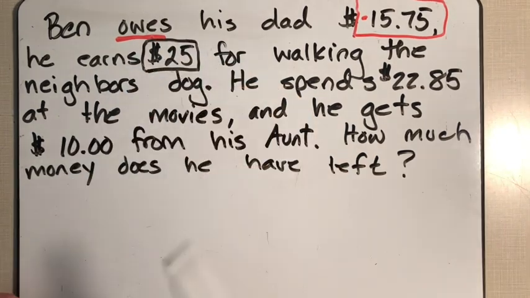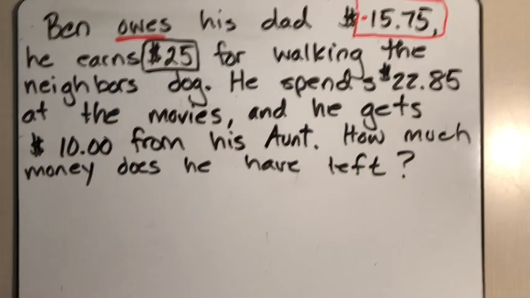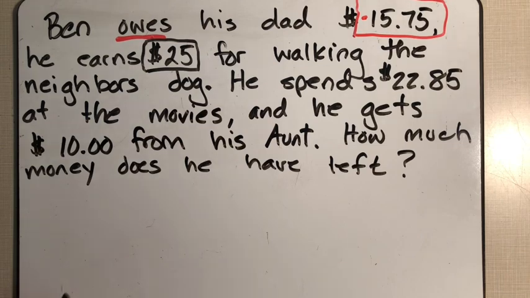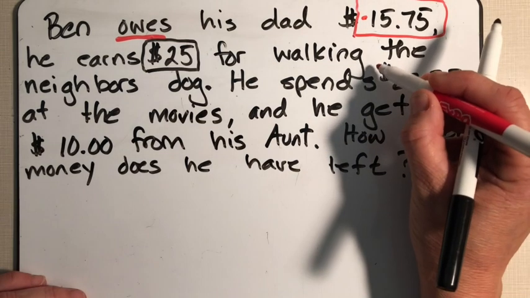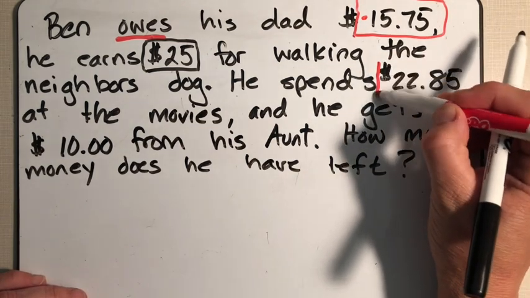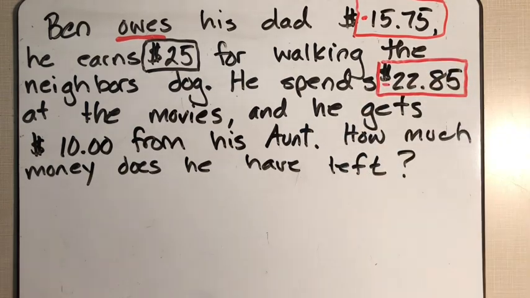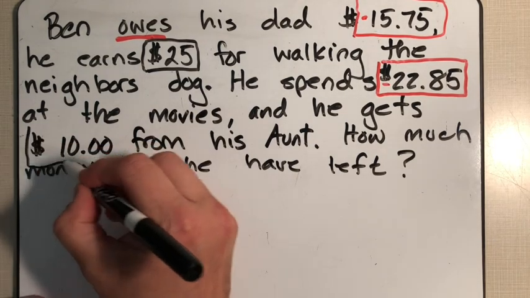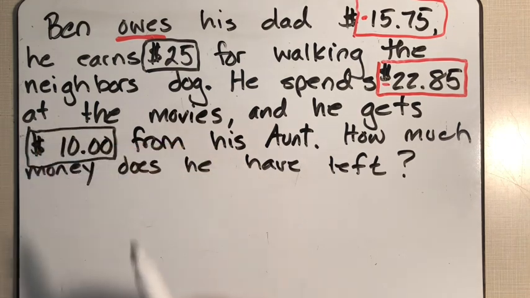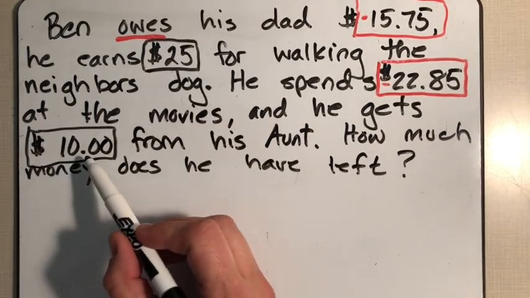$25 earned, that's money in his pocket, so I'm going to think of that as a positive number. He spent some money at the movies, $22.85. When you spend money, that's money you don't have anymore, so I'm going to think of that as a negative number. And then he gets $10 as a gift, so that's money he has.